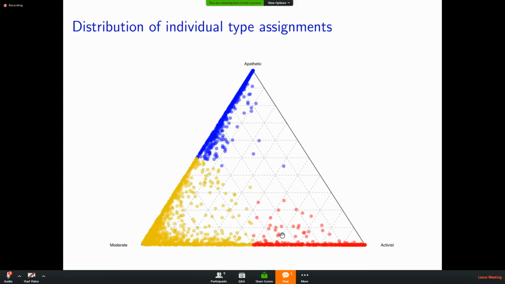And here I'm showing you the same ternary plot, but I'm coloring individuals in blue, yellow, or red, depending on their modal type assignment.